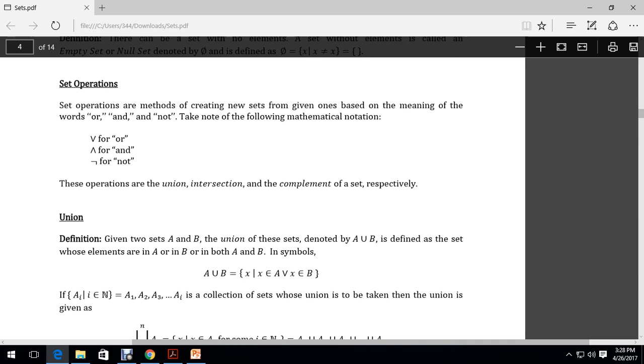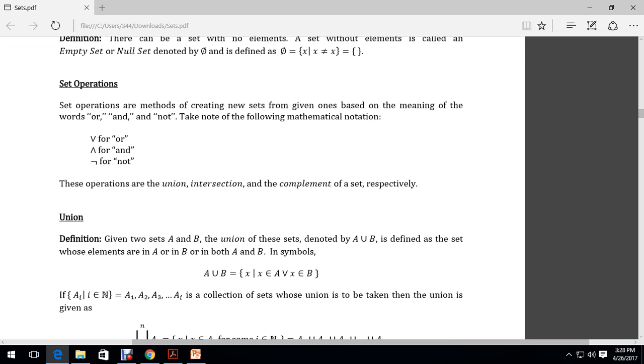Okay, so let's now proceed with what we call the set operations. Set operations are methods of creating new sets from given ones based on the meaning of the words or, and, not. Take note of the following mathematical notation. The symbol here represents the word or. The symbol here represents the word and, a sort of inverted V, but do not confuse this with the letter D. This symbol here represents the word not. These operations are used conjunctively with the operations of the union, the intersection, and the complement, which will be discussed later.